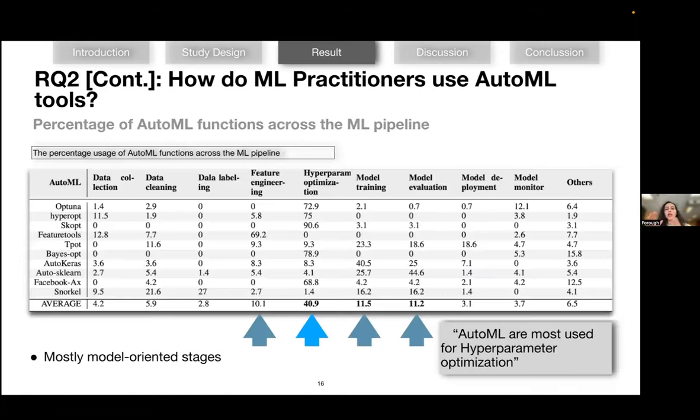And we realized that people mostly use automated tools for hyperparameter optimization, model training, model evaluation, and feature engineering. This result indicates that people mostly use automated tools for model-oriented stages, not for data-oriented stages. This result indicates that maybe we don't have a good tool for automating data-oriented stages.